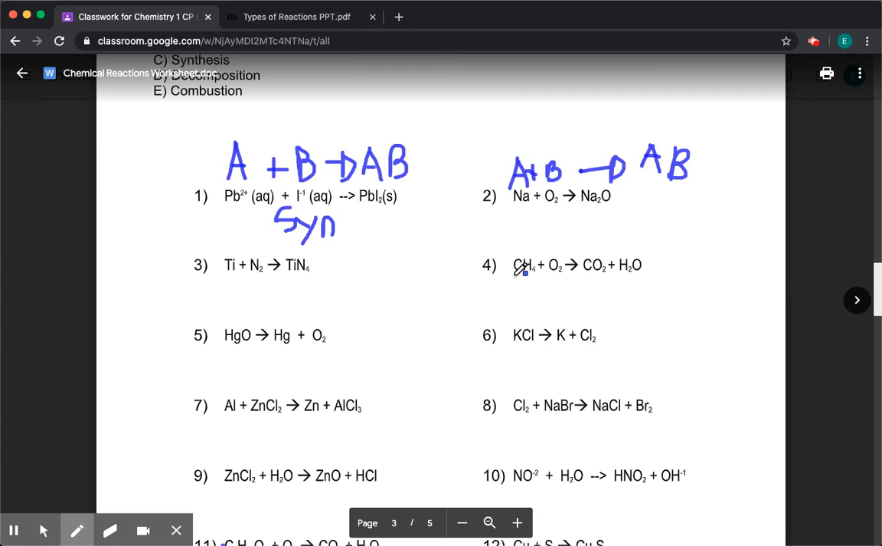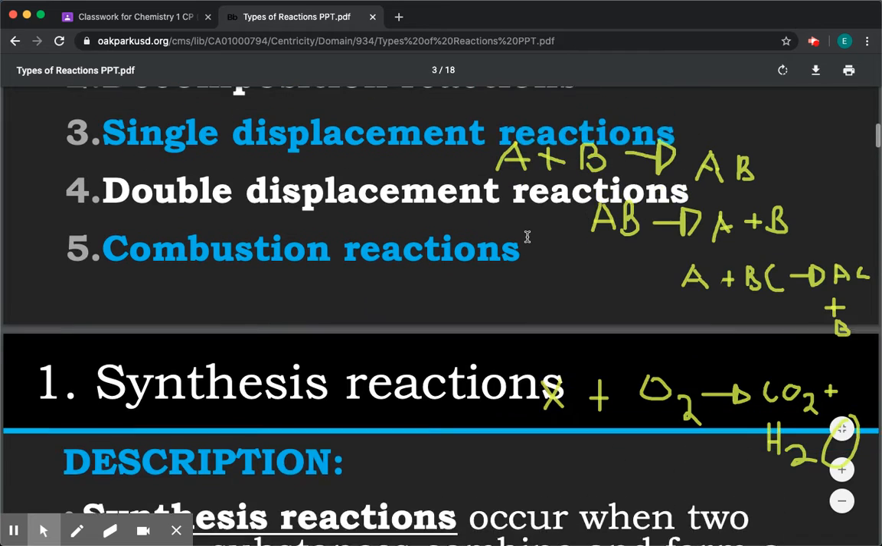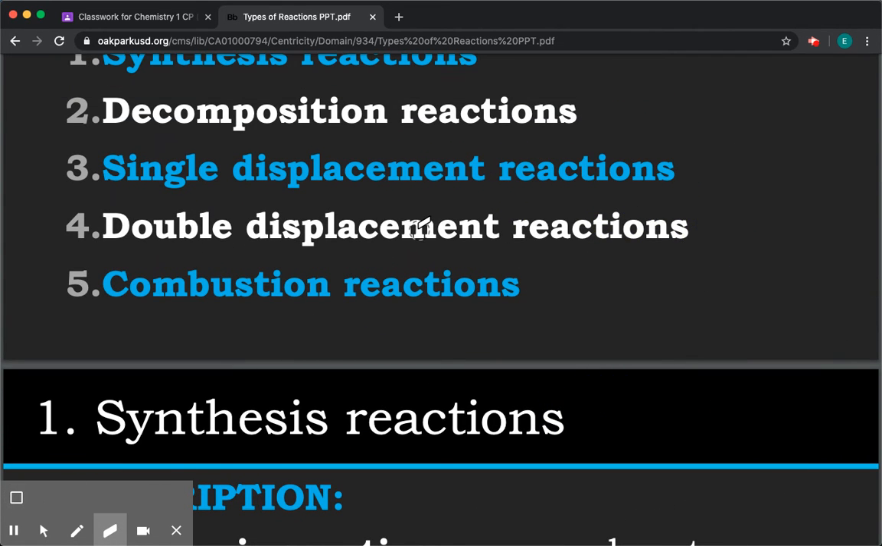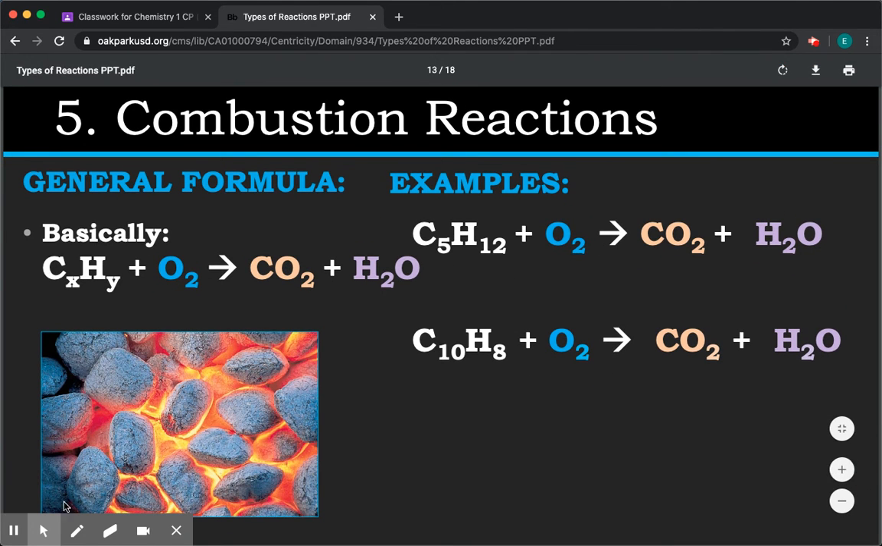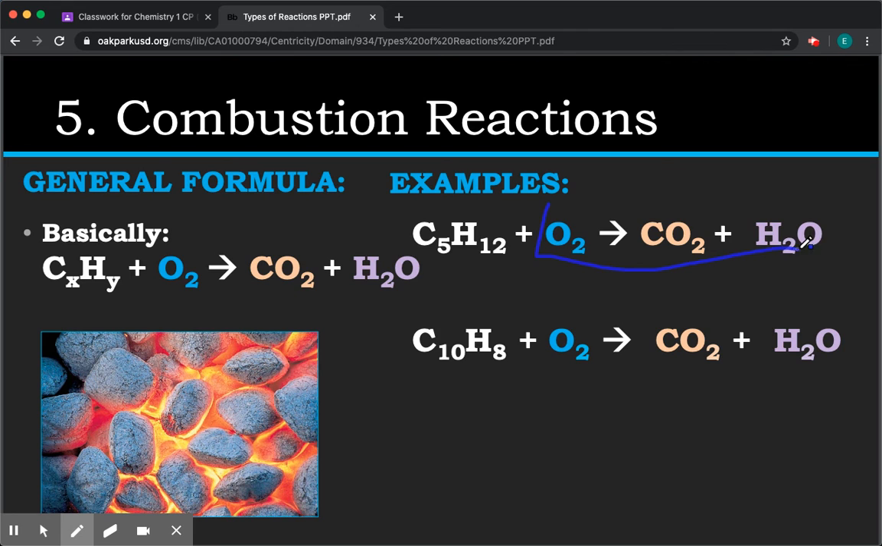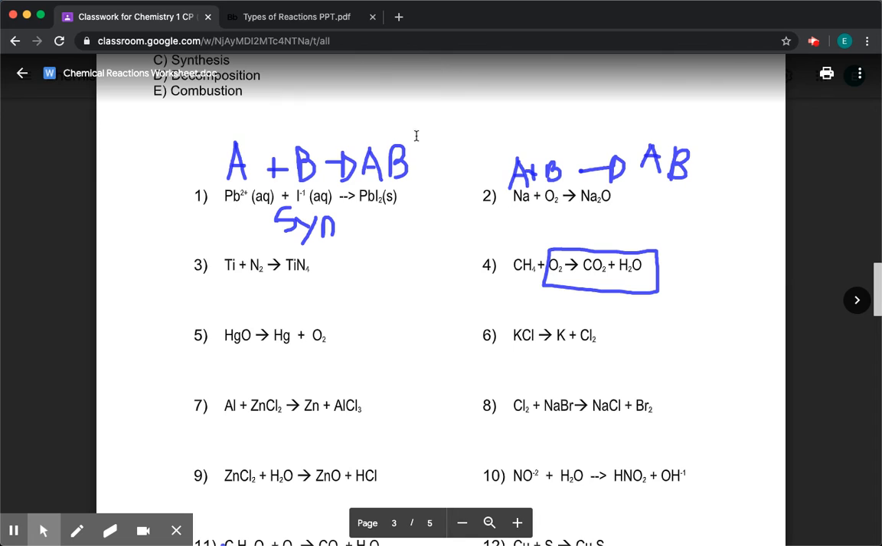Let's do another one. Number four. What's going on in number four? What do you see in number four? You should know what it is right away if you look for the key sign. If you see this, automatically you should be thinking combustion. Remember, combustion is always going to have this. If you see oxygen, and you make carbon dioxide and water, automatically combustion. So number four would be combustion. I'm going to put COM for short.